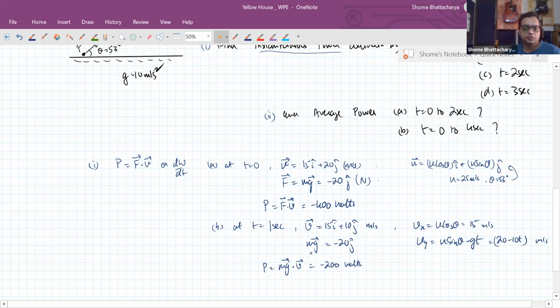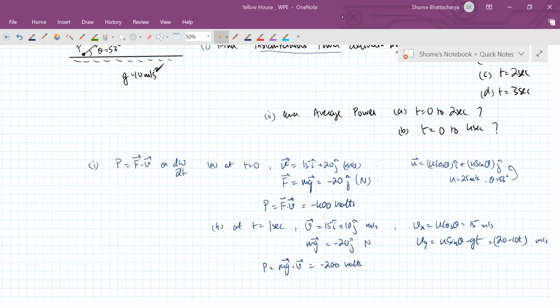Okay. Arvinda, this is clear now. Component form. Okay. Now similarly work out the C and D part of the first question. The instantaneous power at 2 seconds and 3 seconds. Tantrish, your answers are correct. Very good.